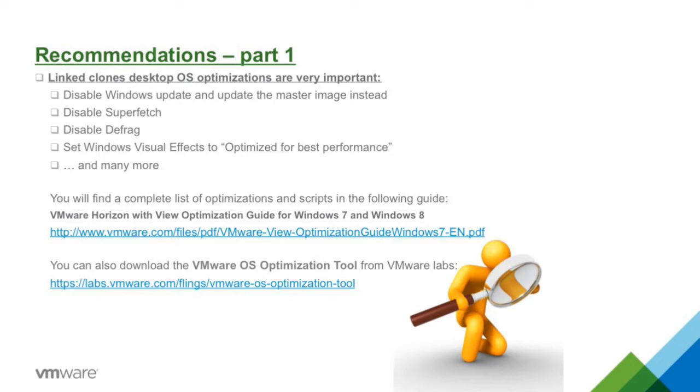You will find a complete list of optimizations, and even a script that will do those optimizations for you, in the optimization guide for Windows 7 and Windows 8. You can also find a tool on VMware Labs that will do those optimizations for you.